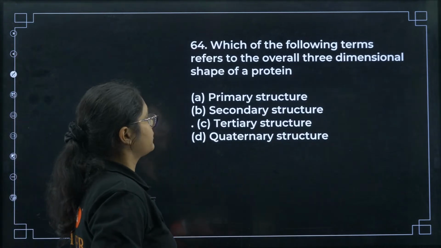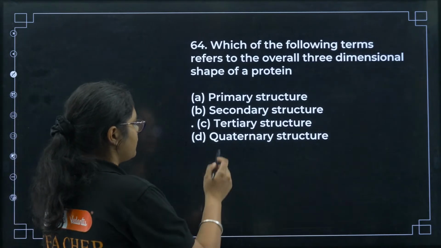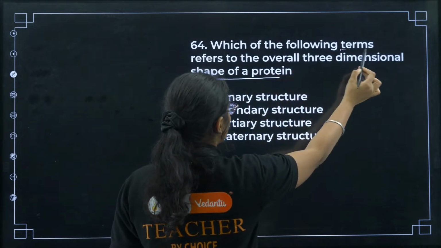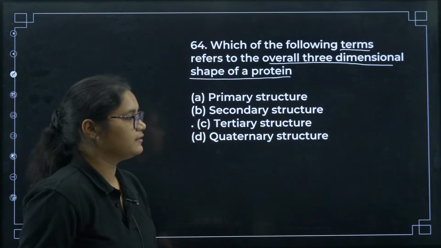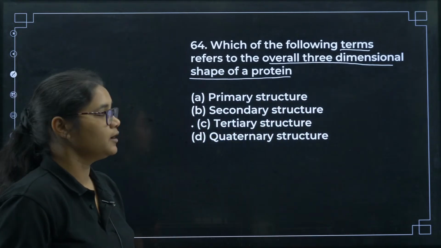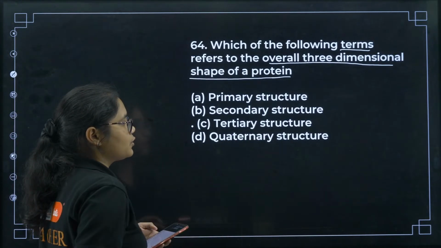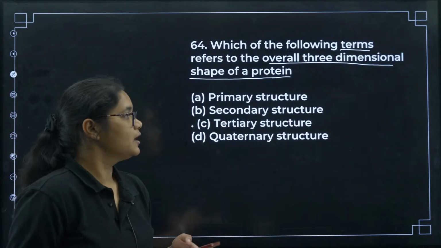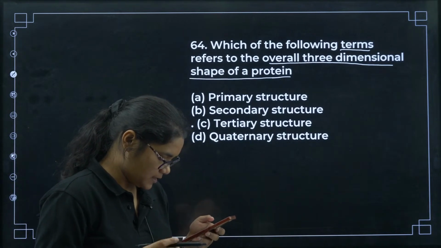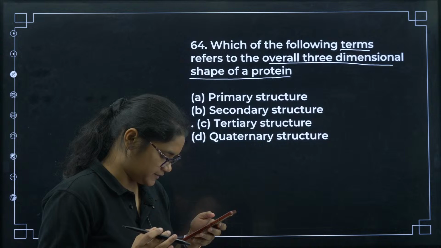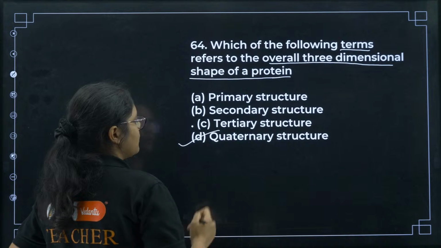Move to 64th question. Which of the following terms refers to the overall three-dimensional shape of a protein? In which case is there a three-dimensional shape of the protein? Primary structure, secondary structure, tertiary structure or quaternary structure? Three-dimensional proper shape of the protein is given by which structure? 64C, no Dave. It is not tertiary, it is quaternary structure.